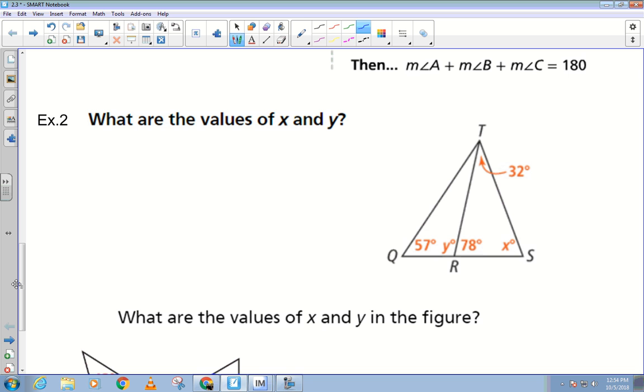Okay. So what might we find first? Yes. Okay. So we're going to look at this triangle here first, right? And so to find x, what are we going to do?